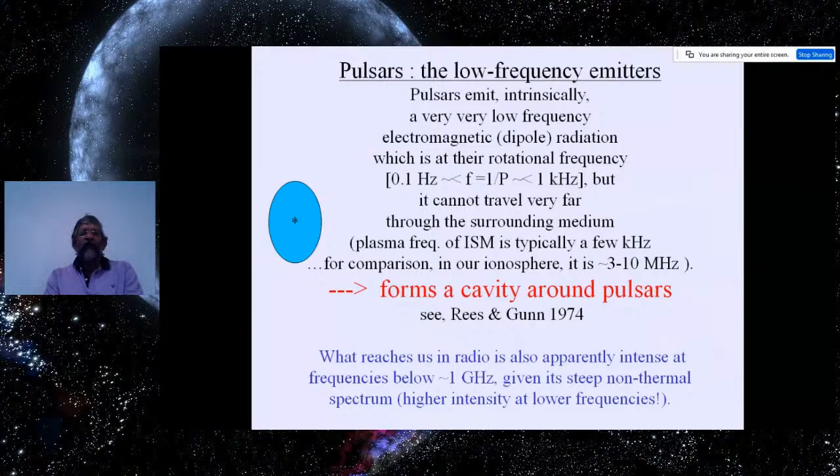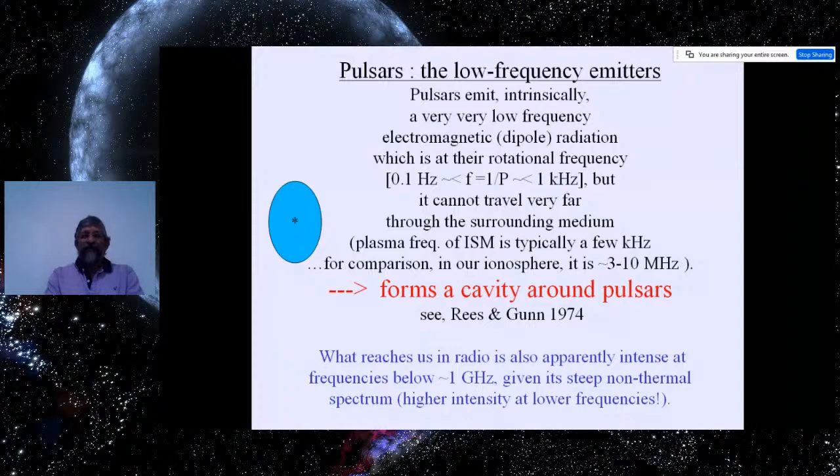Okay, but before we go further, let me make a point which is not generally appreciated: pulsars are one of the lowest frequency emitters of electromagnetic radiation. How low is the frequency? It is the spin frequency of the pulsar. Now, what is it radiating? It's radiating electromagnetic dipole radiation at that frequency. And that is one of the main mechanisms through which it's losing energy. So if you take a magnet and rotate it, it will radiate this electromagnetic dipole radiation.